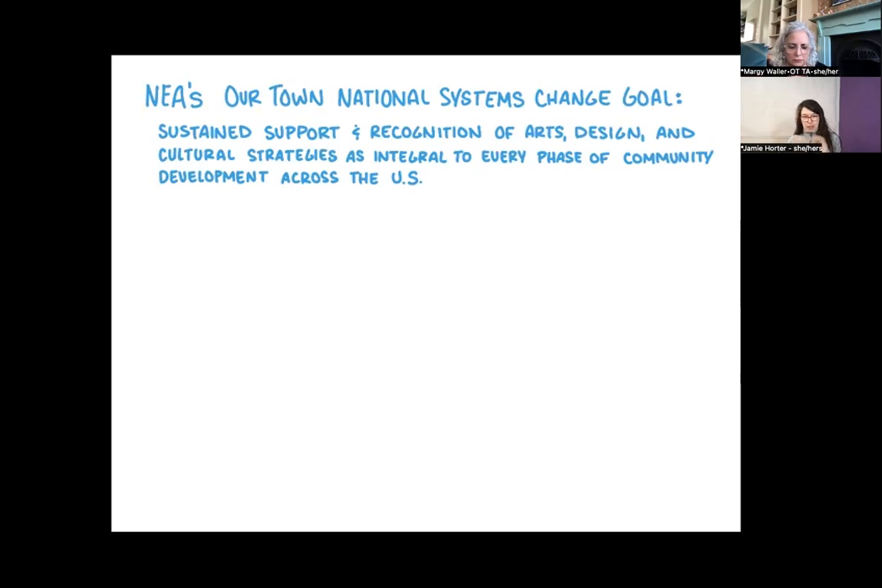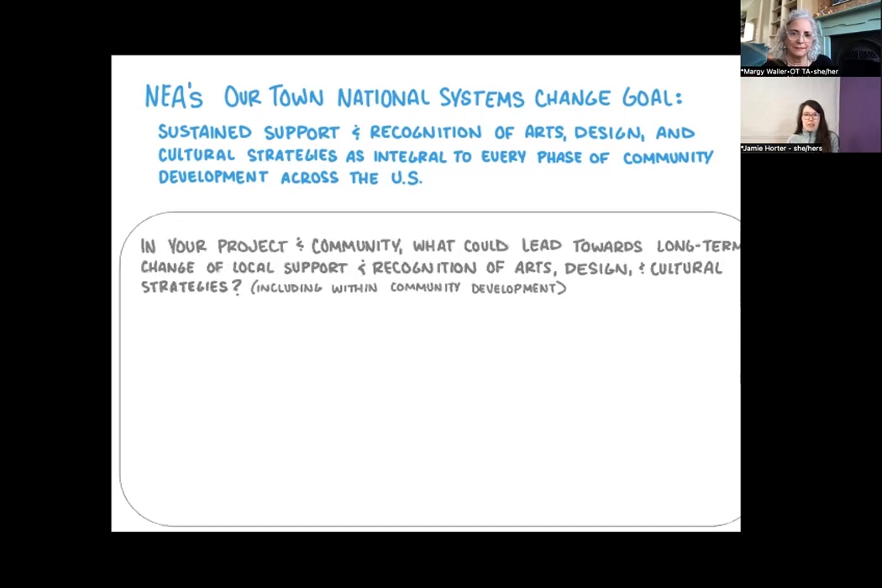And on that local level, the success at systems change will make it more likely and easier for you to be doing more of the work that you're doing. So that's the focus level of your projects locally. So consider how your work might contribute to that long-term change in ways that fit your own community context. And next slide, let's just think a little bit about that with regard to your community and your project.